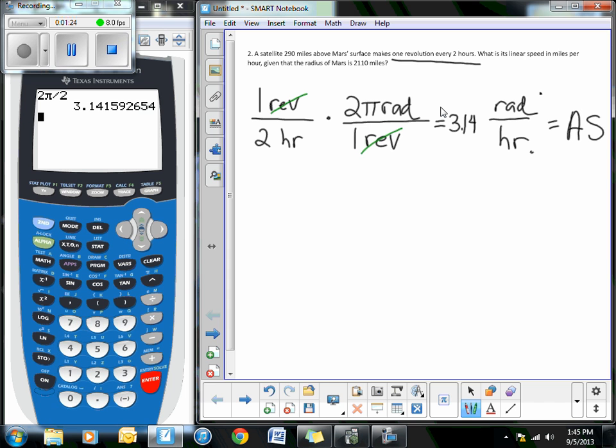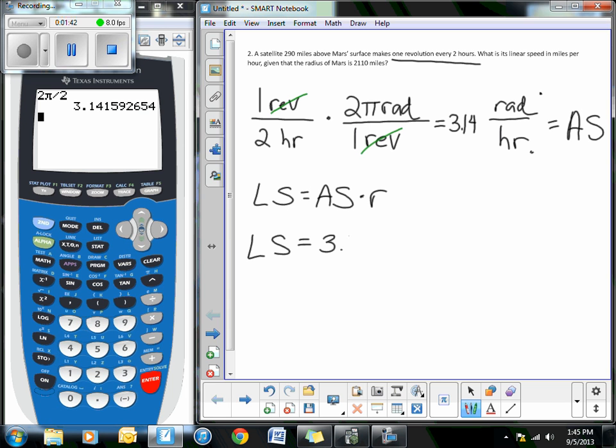Now, that's fine and dandy. We've got the angular speed. I want the linear speed. And linear and angular speed are going to tie together through that equation: linear speed equals angular speed times radius. Okay, we're looking for that linear speed.